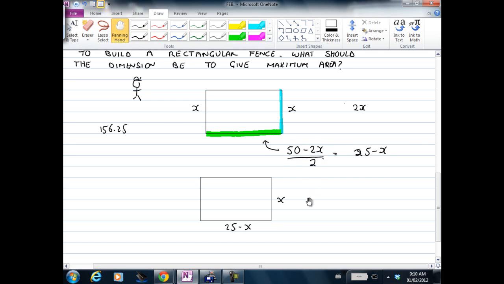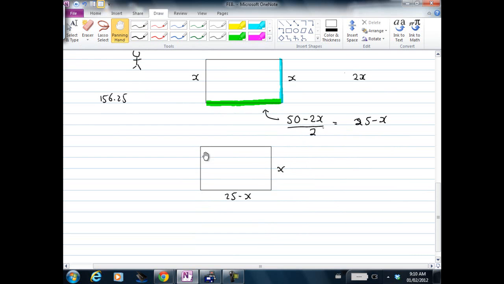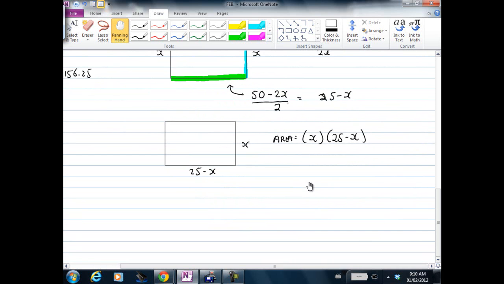Okay? So guys and gals, there is my rectangle. Here are the sides x. Here's the sides 25 minus x. So now, my formula for area equals x times 25 minus x, because area is base times height. I want you to expand this out, and then you get the formula for area.